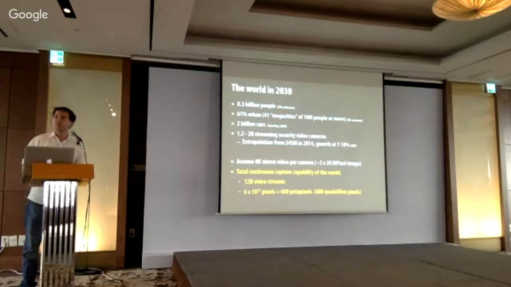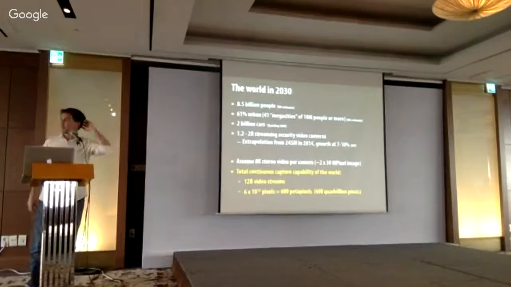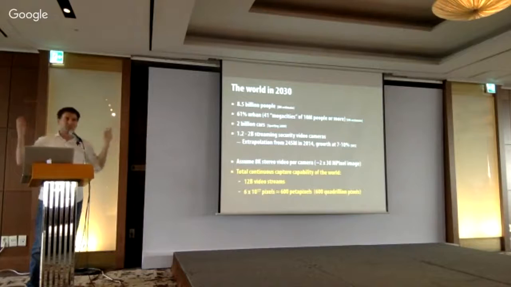And if we take the number of security cameras in the world today, and I looked at the press briefings, the market growth has been roughly 7 to 10% a year for the last 3 years. This is what the various companies that do this market research say. So if you extrapolate that out to 2030, 1.2 to 2 billion security cameras. So we have basically one camera for every 4 people in the world. And I think these numbers are really, really low.